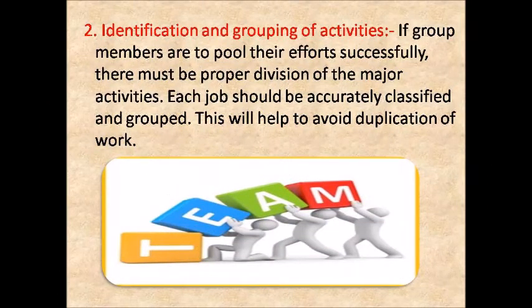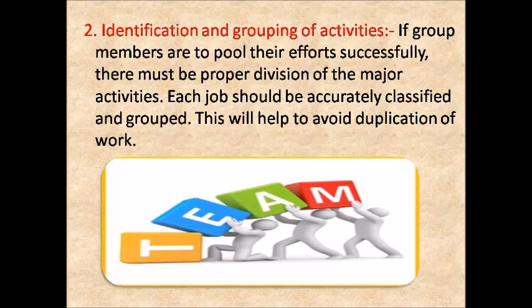The second process of organizing is identification and grouping of activities. If group members are to pool their efforts successfully, there must be proper division of the major activities. Each job should be accurately classified and grouped. This will help to avoid duplication of work.